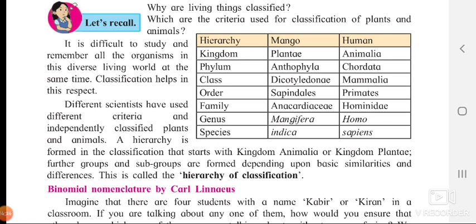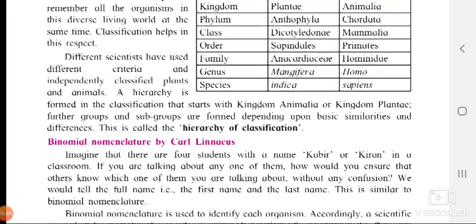Later these animals and plants were classified. Now we know the classification of animals. Few are terrestrial, few are aquatic, few are amphibious. Plants also, we know some grow underwater, some grow on the land. Some plants are parasitic, some depend on others, and some produce their own food. So these subgroups and groups were formed, and this type is said to be the hierarchy of classification.